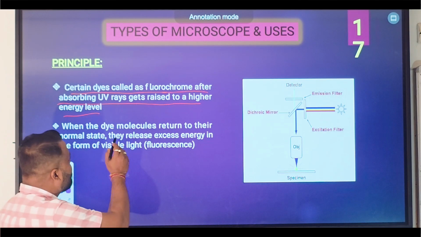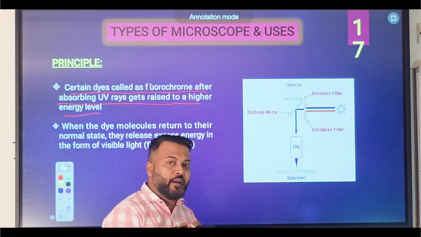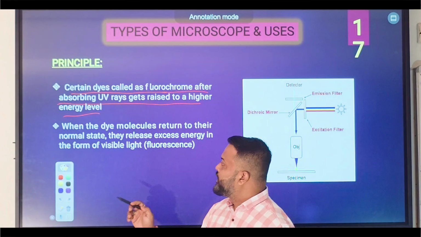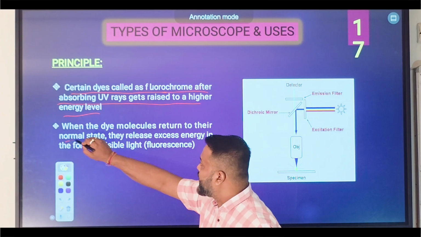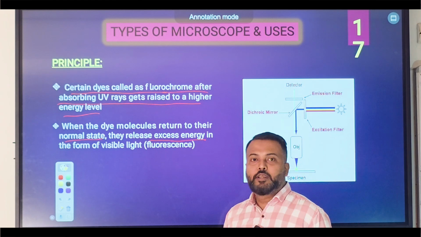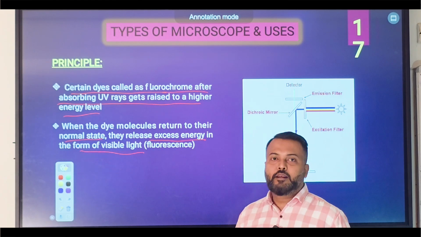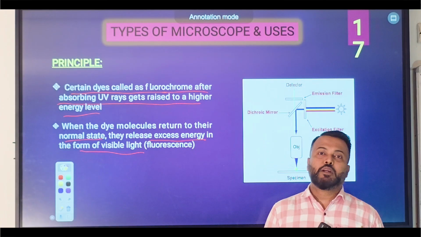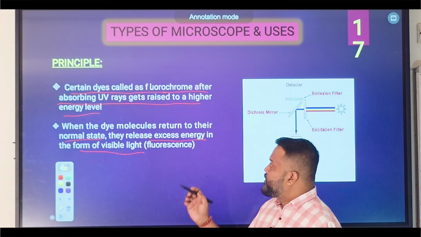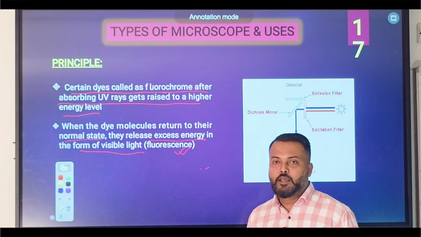When the dye molecules have reached the excited state, they will again return to their normal state. When they return to the normal state, they release excess energy. This excess energy will be released in the form of visible light, and that will be observed as a visible intensity in the microscope. So this will be produced in the form of a fluorescent image.